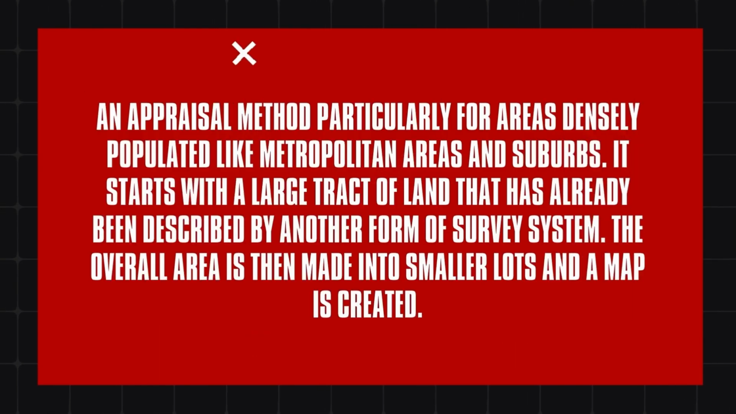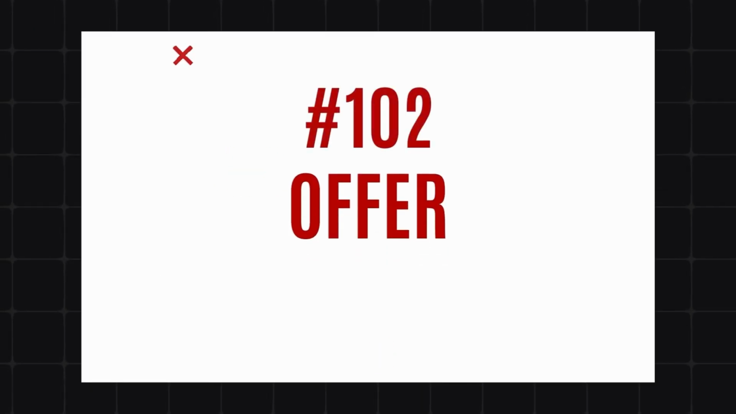Lot and block is an appraisal method used in densely populated areas like cities and suburbs. It involves taking a large, already surveyed tract of land and dividing it into smaller lots. A map is then created to outline the smaller lots within the larger area. Think of it as creating a smaller puzzle from a bigger one, making it easier to organize and value each piece of land. Quick, think on your feet. The next term is offer.